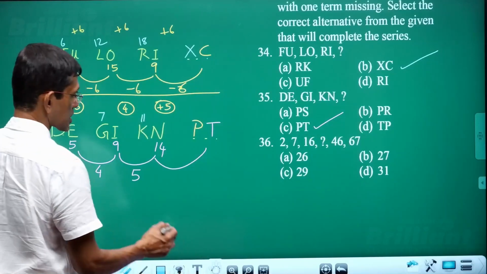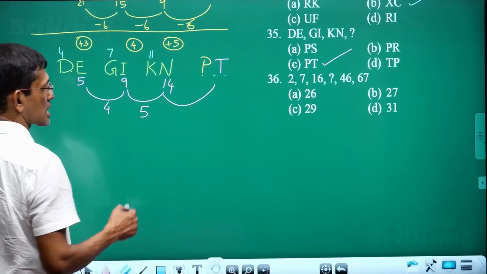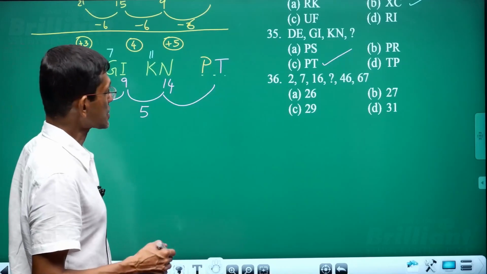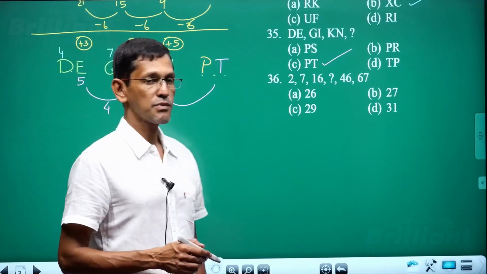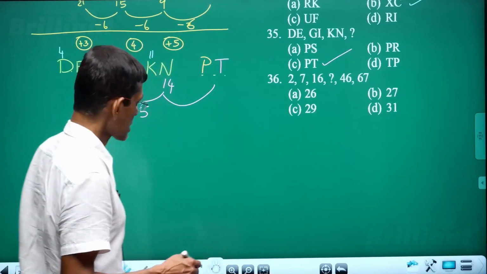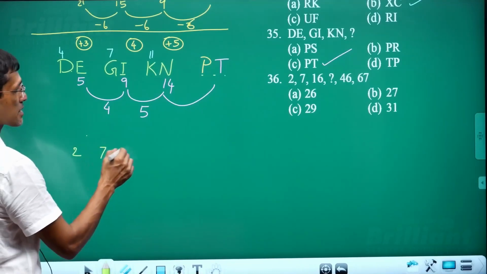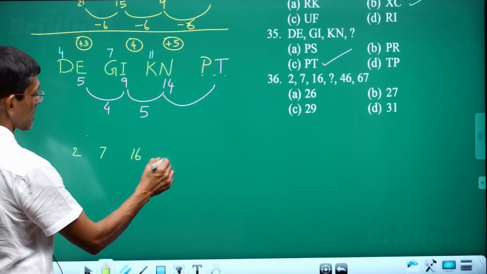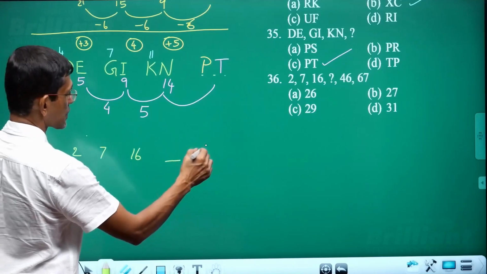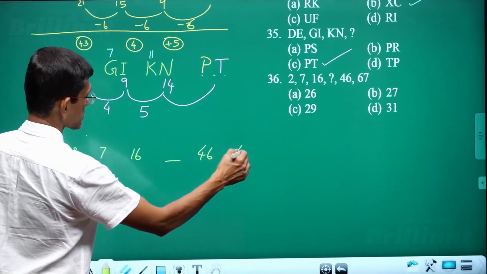How about the next question, 36? That's a number series, 2, 7, 16. Then we have a question mark, 46 and 67. So let me write it. 2, 7, 16. We have a question mark. Then 46, 67.